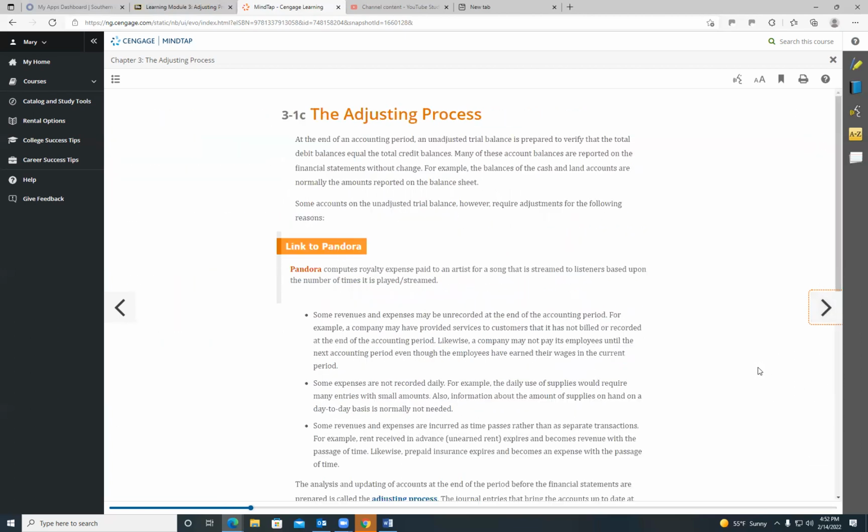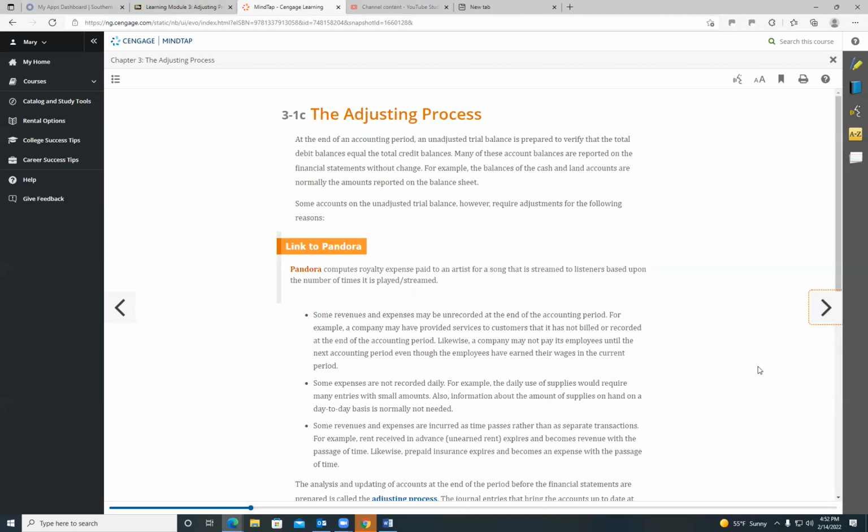So what is the adjusting process? At the end of an accounting period, and again, what is an accounting period? An accounting period can be month, quarter, or year. But at the end of the accounting period, an adjusted trial balance is prepared to verify the total debits and credit balances. And many of these account balances are reported on the financial statements without change.